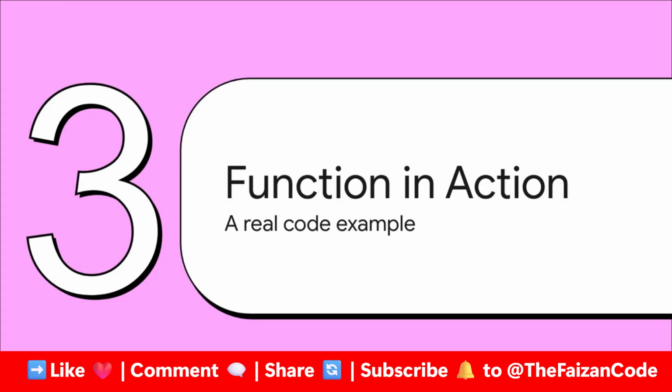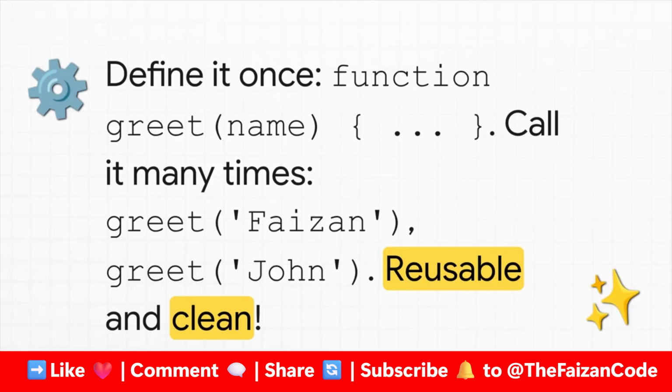All right, theory is great and all, but seeing is believing, right? Let's actually put this thing to work with a real code example. It's time to fire up our machine. Okay, let's walk through this. See that first block? That's where we define it once. We use the function keyword, we give our machine a name, in this case, greet, and we tell it to expect one piece of input, which we're calling name.